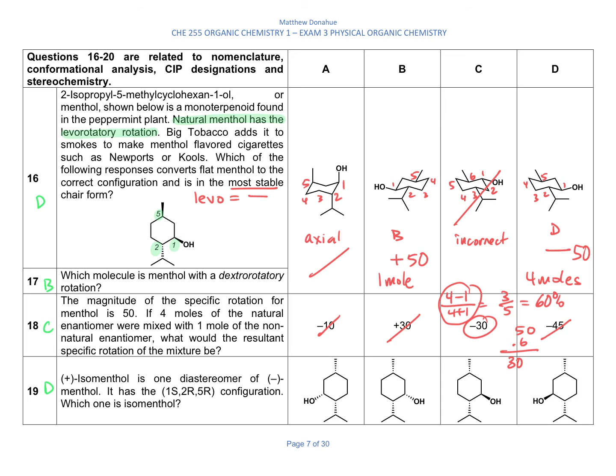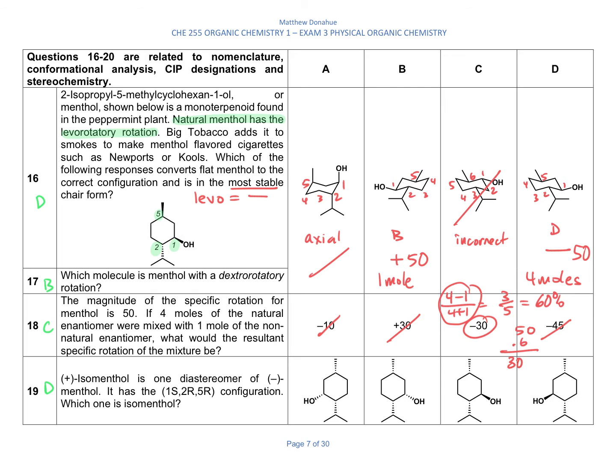So 19: plus isomenthol is 1 diastereomer of naturally occurring menthol. Which one is 1S? It has the 1S 2R 5R configuration. So which one is isomenthol? So the easiest thing to do is just go back to menthol itself.